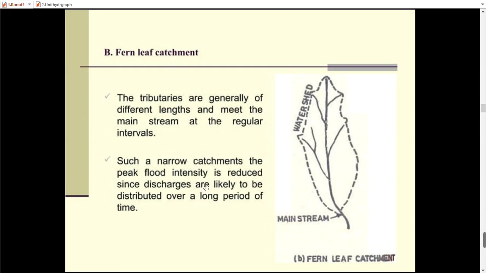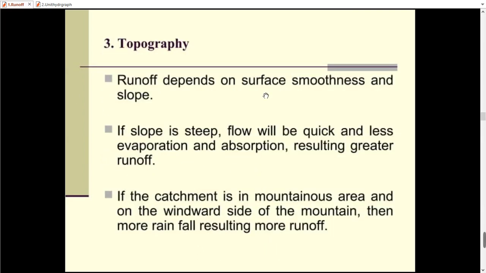In such a narrow catchment, the peak flood intensity is reduced since discharges are likely to be distributed over a long period of time. The topography: runoff depends on surface smoothness and slope. If the slope is steep, flow will be quick and there is less evaporation. So these are important. I often tell that evaporation, transpiration, and absorption are main important factors.